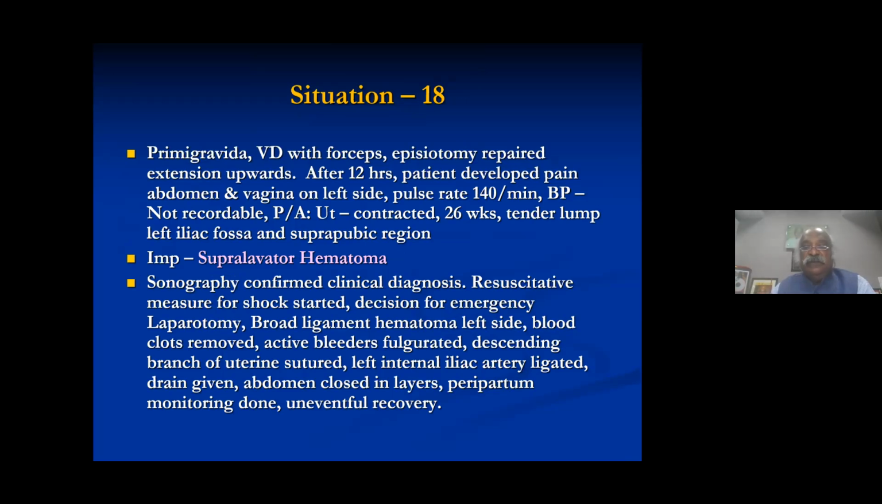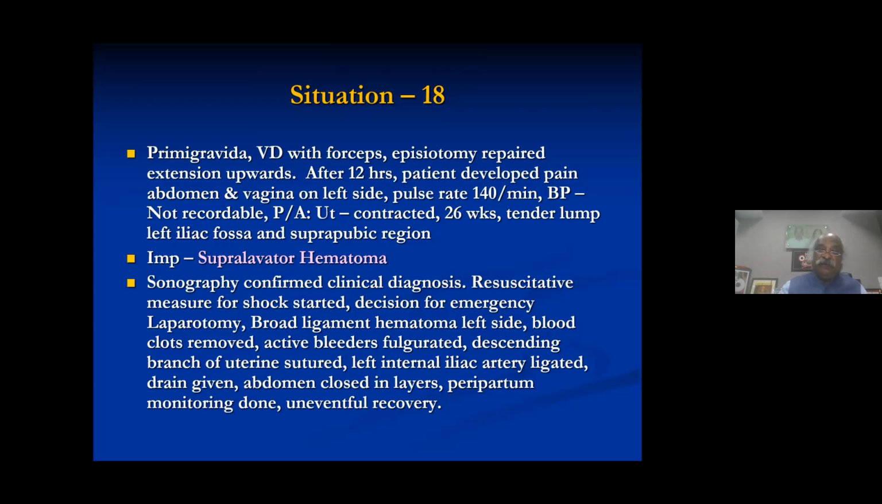This is a primary gravida, vaginal delivery with forceps, episiotomy repaired, extension upwards. After 12 hours, the patient developed pain abdomen and vagina on the left side. Pulse rate 140 per minute, BP not recordable. Per abdomen, uterus contracted, 26 weeks, tender lump in left iliac fossa and suprapubic region. Immediately the clinical diagnosis was supralevator hematoma, and sonography confirmed the clinical diagnosis. Immediately resuscitative measures for shock were started.